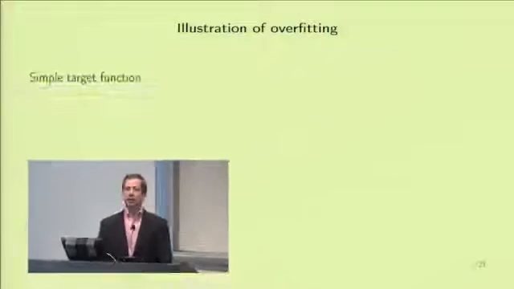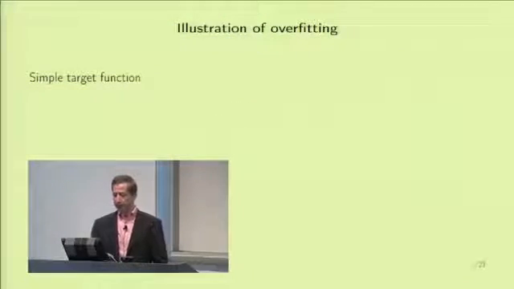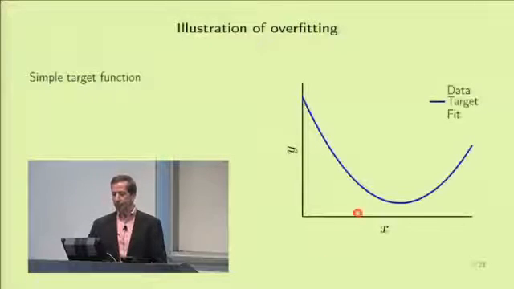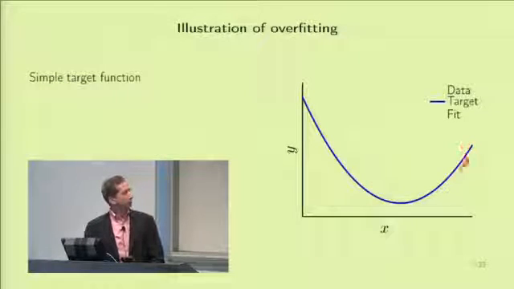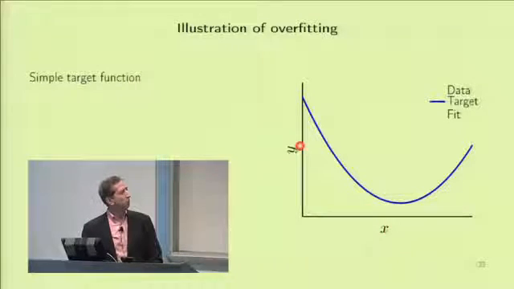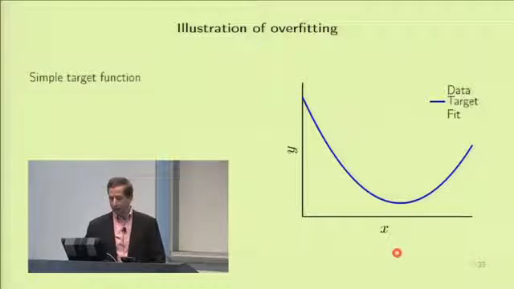OK. So let's start by illustrating the situation where overfitting occurs. Let's say we have a simple target function. Let's take it to be a second-order target function, a parabola. So my input space is the real numbers. I have only a scalar input x, and there is a value y, and I have this target that is second order.